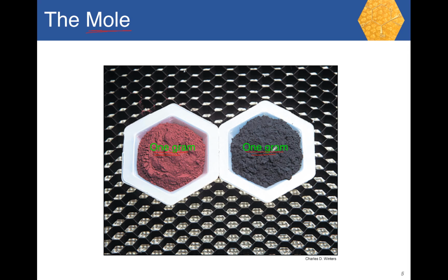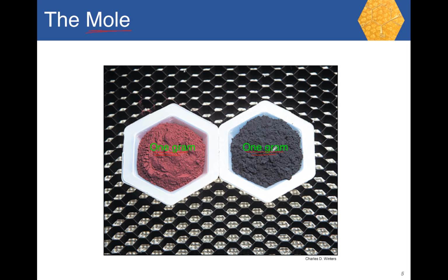Looking at the periodic table, you can see that the atomic weight of iron is 55.85. It's pretty heavy compared to the carbon, which has an atomic weight of 12.01, much lighter. So therefore, if you had 1 gram of iron and 1 gram of carbon, you probably would expect less number of atoms of iron compared to that of carbon, because iron is heavier than carbon.